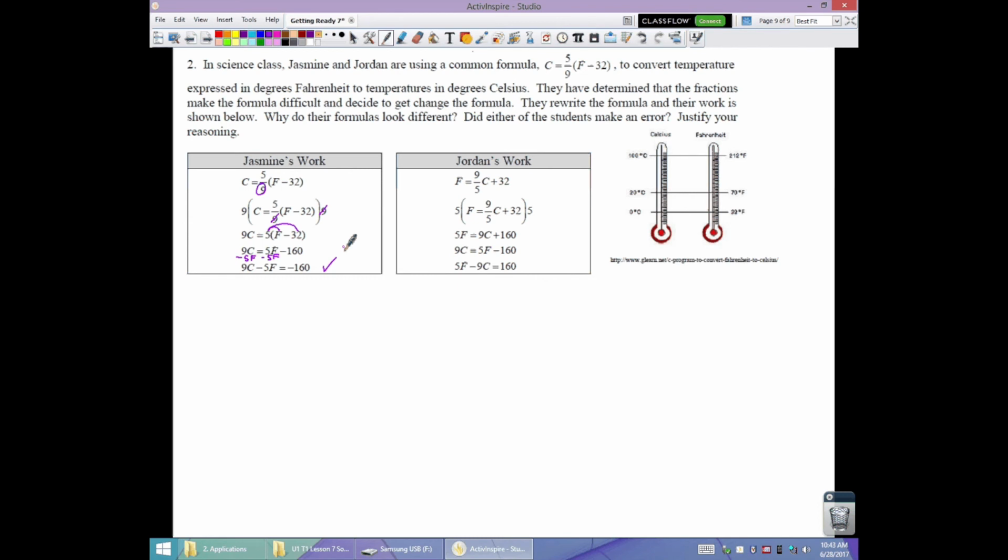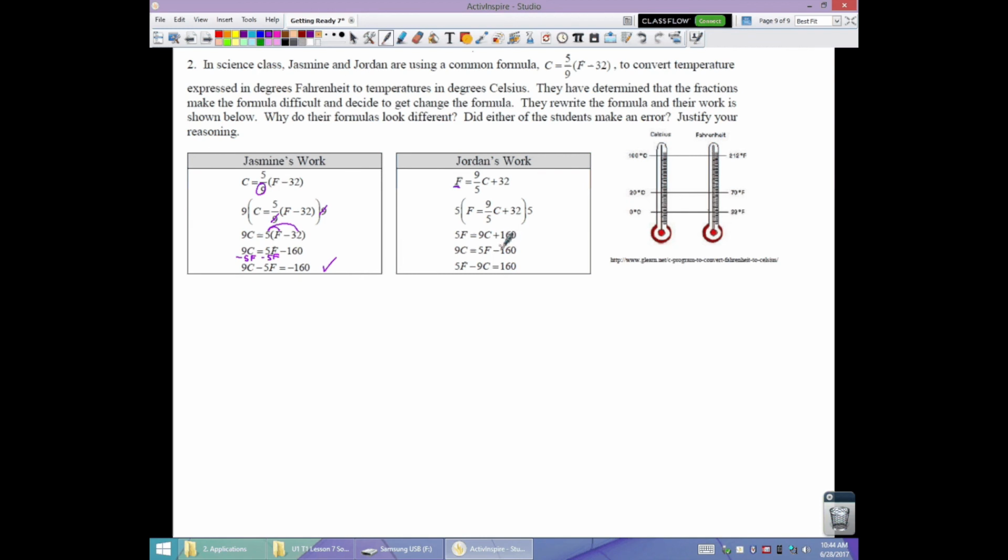Jordan started with the formula that was solved for F. So he's trying to do the same thing. He's trying to rearrange it so that F and C are on the same side. Let's see his work. His first step, he also chose to get rid of the fraction by multiplying both sides by 5. So 5 times F is 5F. 5 times 9/5 C is 9C. And 5 times 32 is 160. So far, so good.